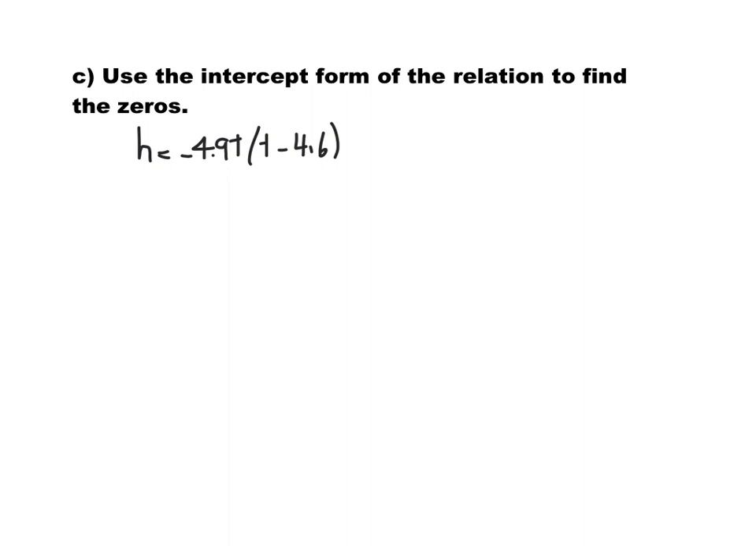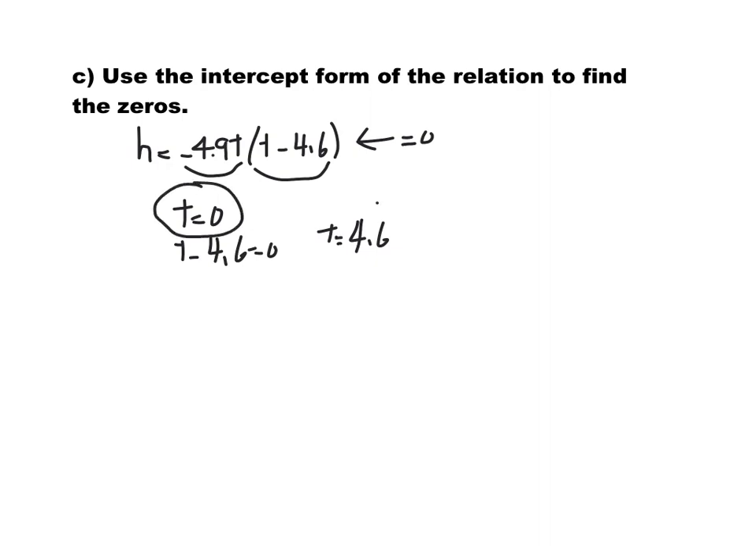The next part of the question says use the intercept form of the relation to find the zeros, or the x-intercepts. As we found before, this is the factored form or the intercept form. We have to make this equal to 0. If this is 0, either this has to be 0 or this has to be 0. This means either t is equal to 0 or t minus 4.6 is equal to 0, so t is 4.6. This means the zeros are t equal to 0 and t equal to 4.6.